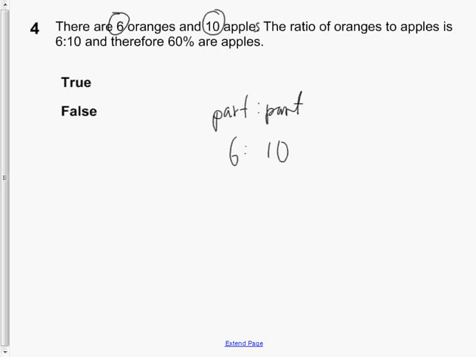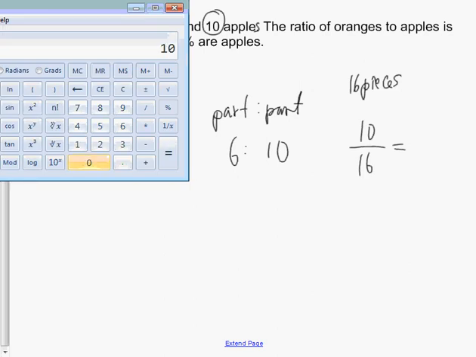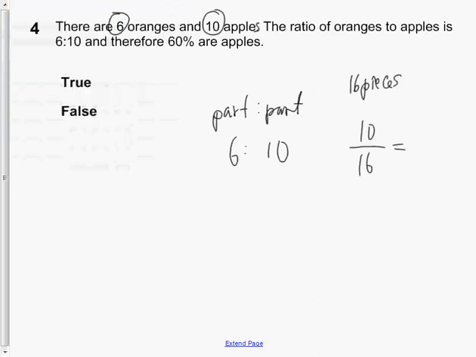And the problem with 6 to 10 is it's not a part to whole, which is the one we can use percentages of. Because technically, if we were to draw that, there would be 16 pieces of fruit: 6 oranges and 10 apples. And 10 out of the 16 pieces of fruit are apples, and therefore 10 divided by 16, if we were to change that to a decimal, is 0.625, which is really 62.5%, not 60%.